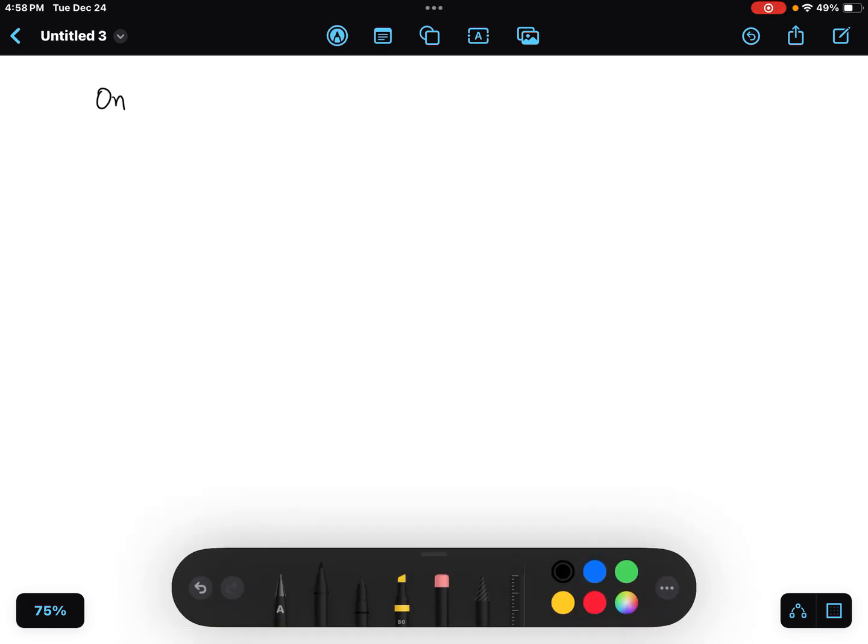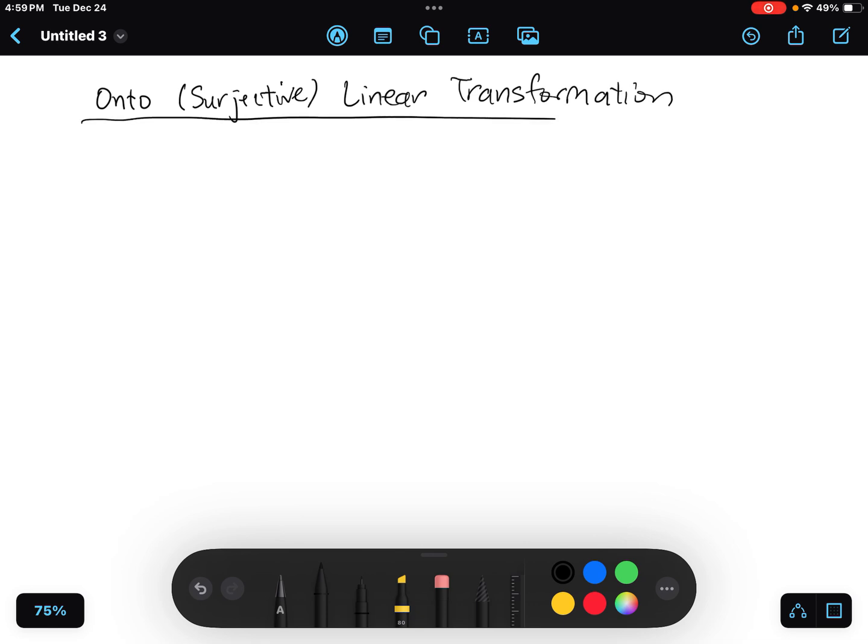So onto in this case is an adjective. Sometimes it's called surjective linear transformations. So I will say what the word surjective means, or onto, and then explain how to tell if you're given a linear transformation whether it's onto or not.